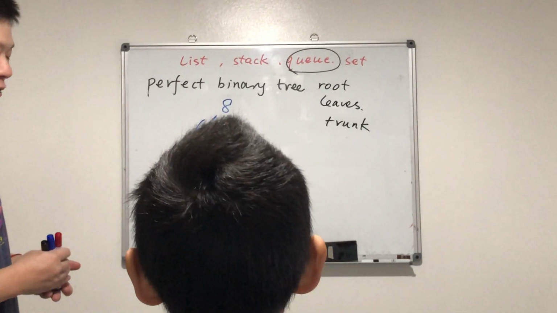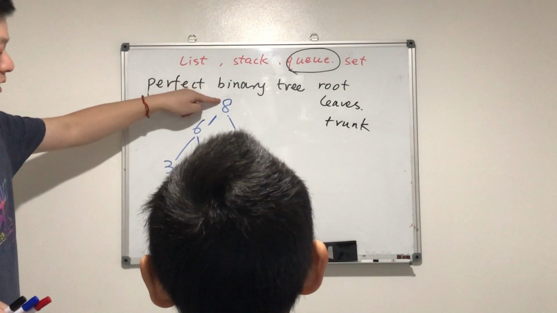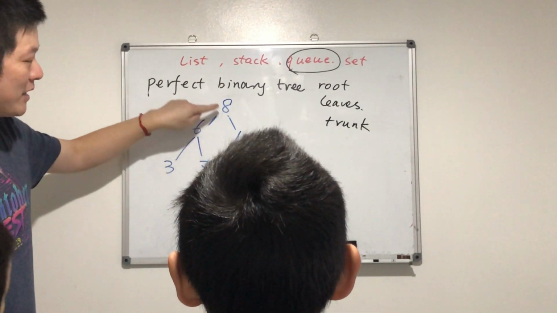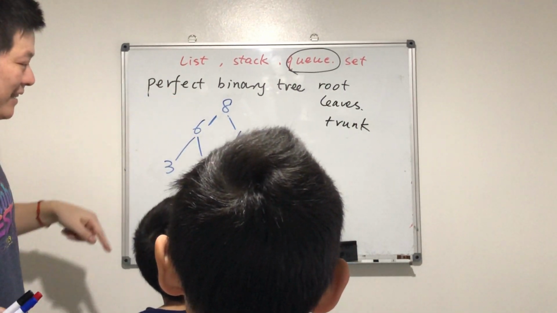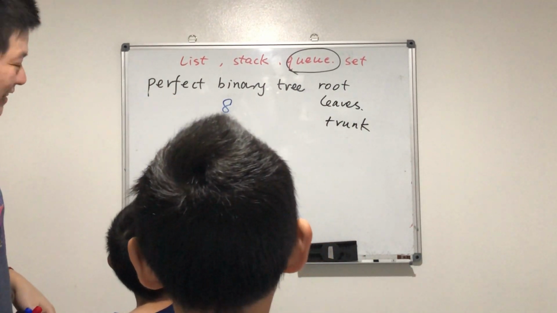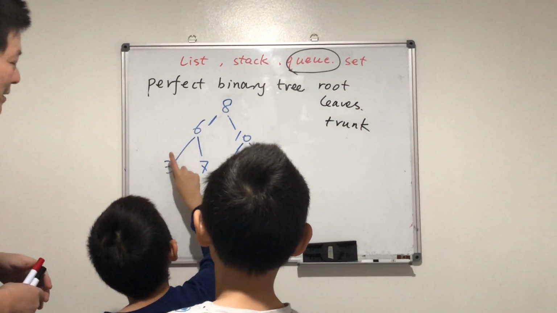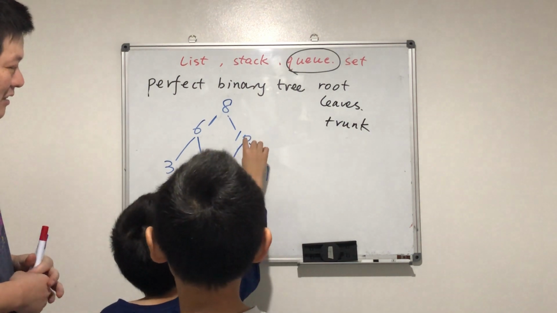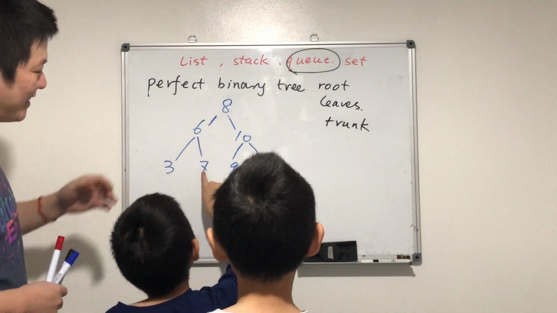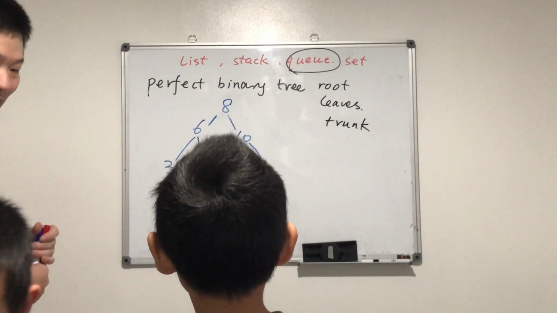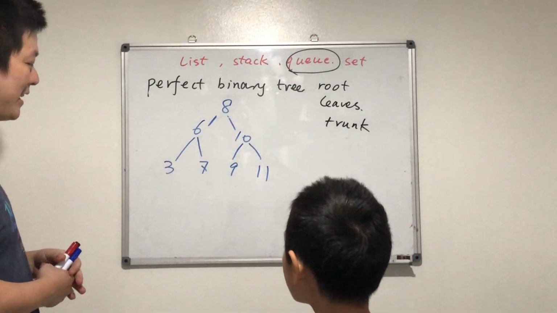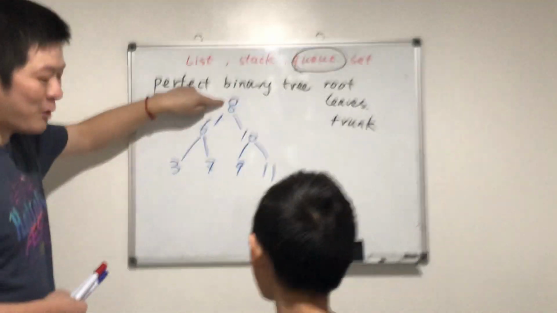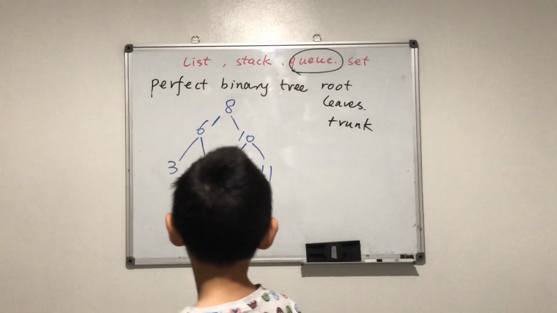I'll give you a hint. Look at the numbers. Is 6 smaller than 8? Is 10 bigger than 8? Small, getting bigger, getting bigger, getting bigger. So what happened on the left and right? Getting smaller, getting bigger. So what happened to the tree? I mean, look, the left are always smaller. Can you tell me, please?